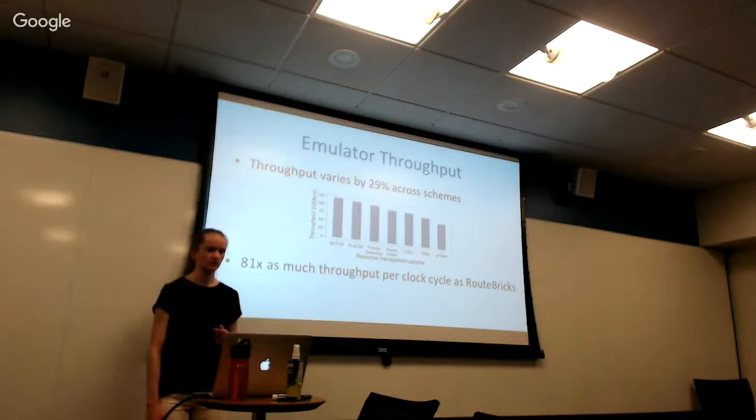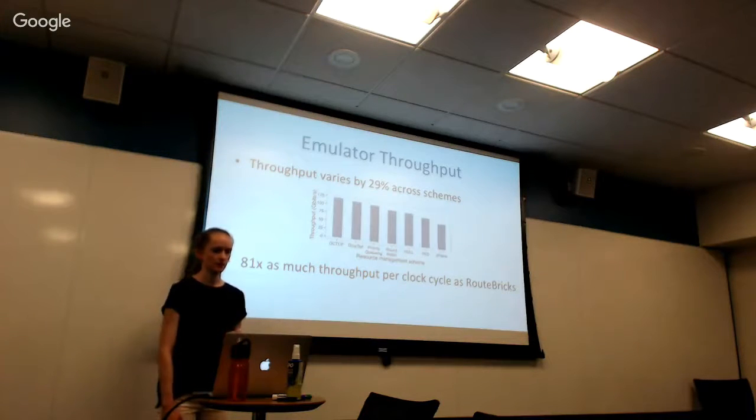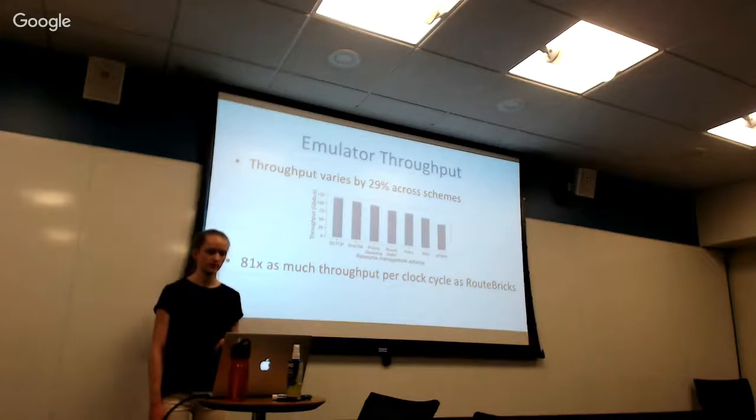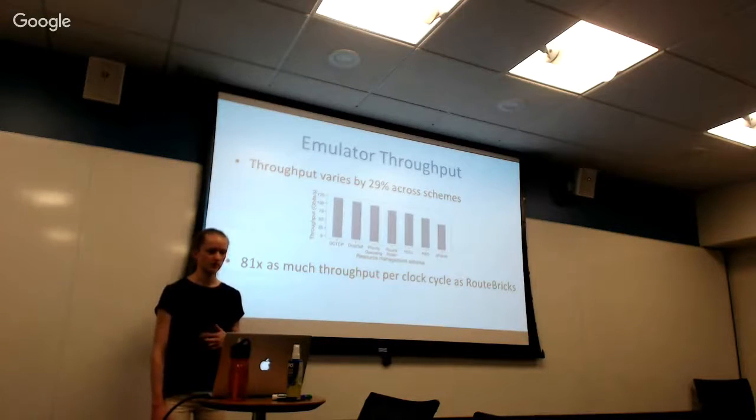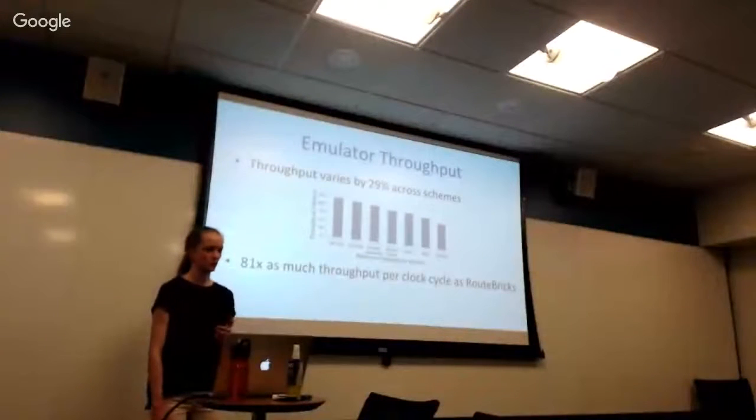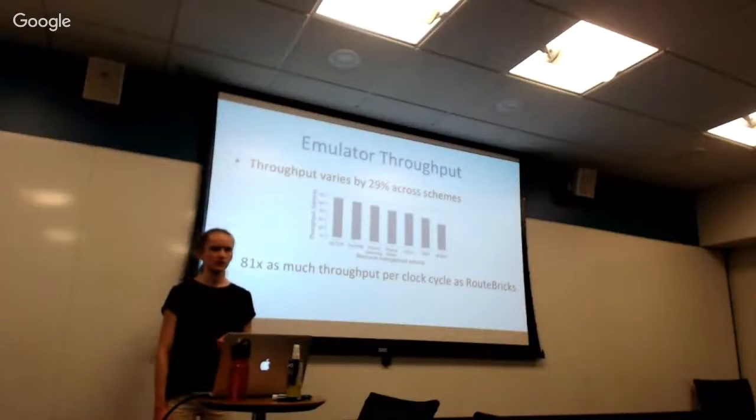Overall, the Flexplane emulator significantly outperforms software routers in terms of throughput. For example, the RouteBrick software router provides 35 gigabits per second of total throughput with 32 cores. If we compare throughput per clock cycle in order to normalize for differences in clock frequency and in the number of cores used, we see that the Flexplane emulator achieves 81 times as much throughput per clock cycle as RouteBricks.